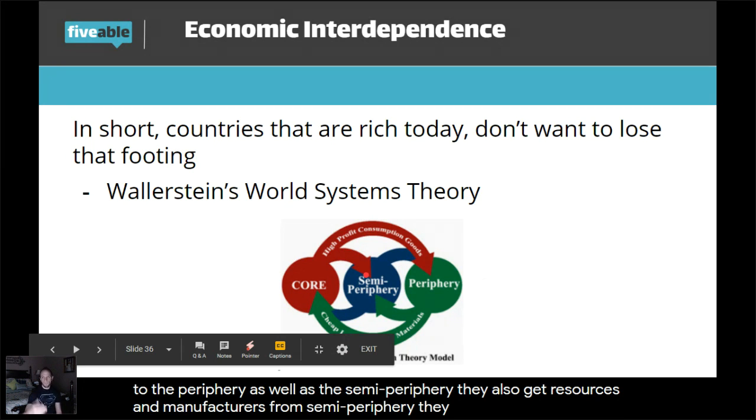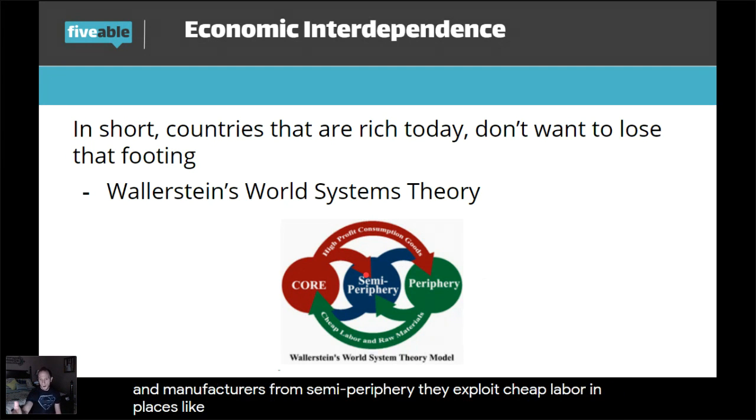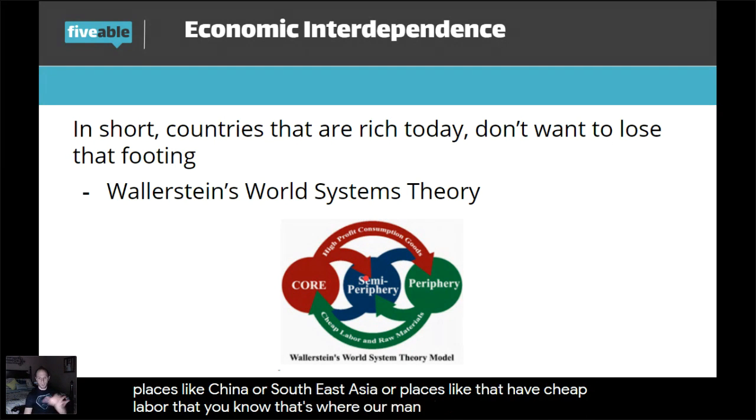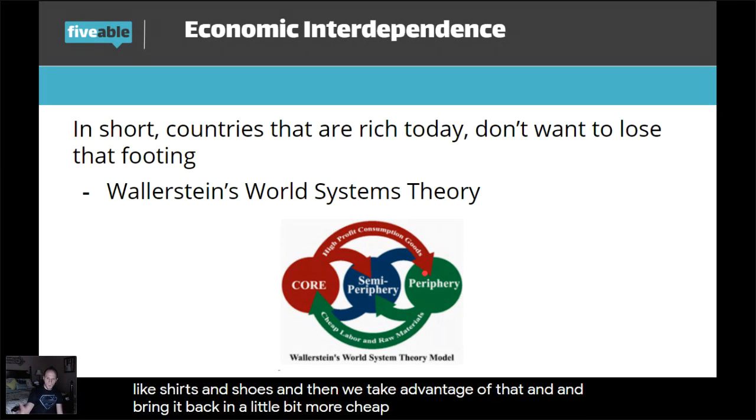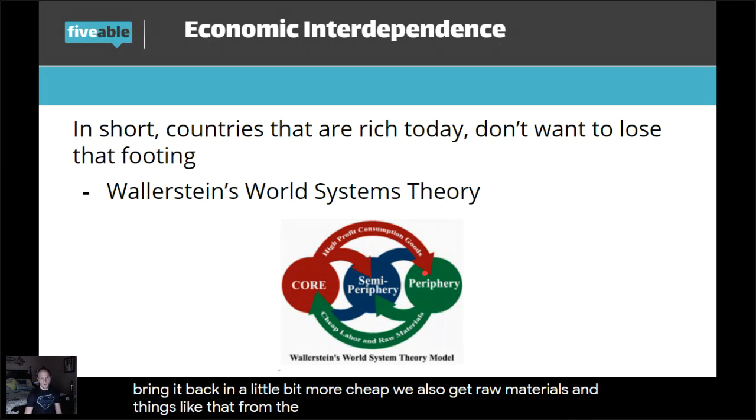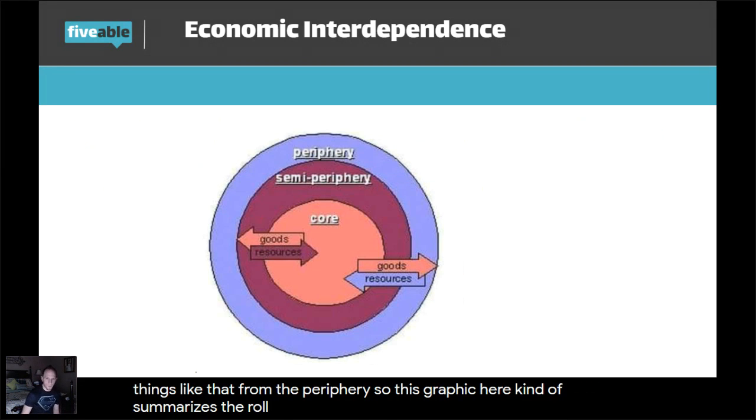They exploit cheap labor in places like China or Southeast Asia that have cheap labor. That's where our manufacturing jobs go for things like shirts and shoes. And then we take advantage of that and bring it back in a little bit more cheap. We also get raw materials and things like that from the periphery. So this graphic here kind of summarizes the world systems theory. There's another graphic that does the same thing.